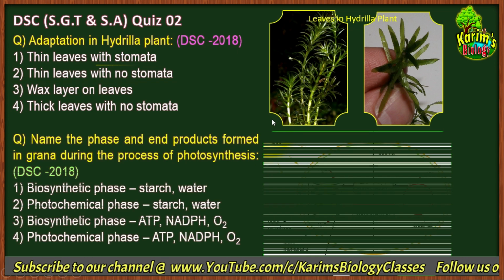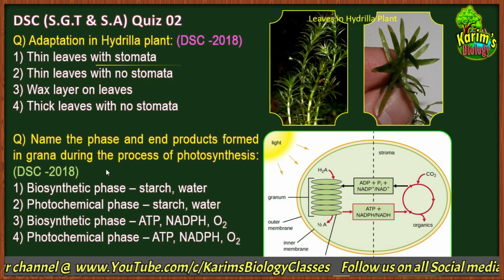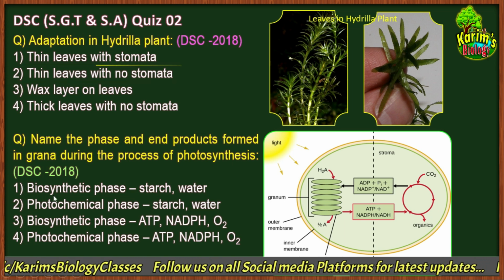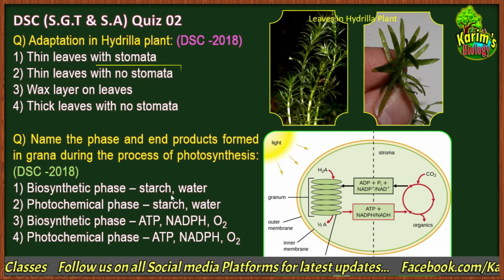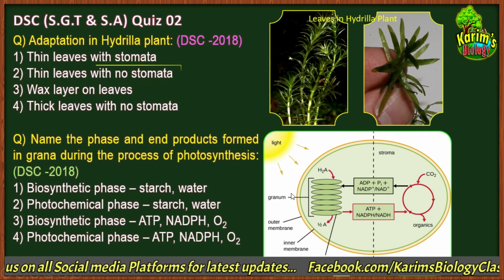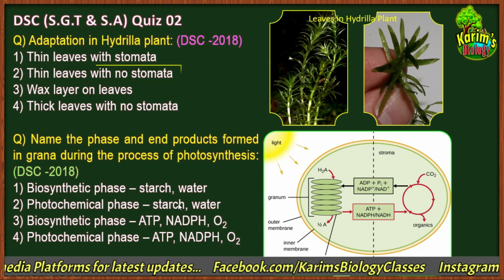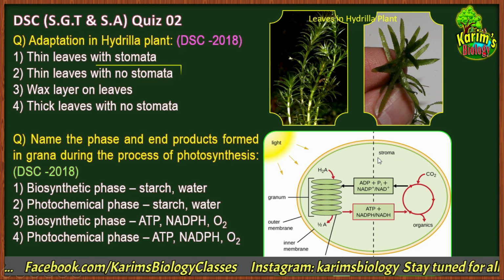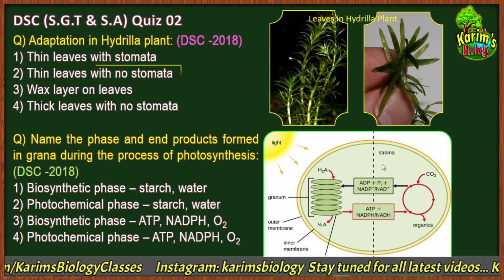The question is, name the phase and end products formed in grana during the process of photosynthesis. The options given are biosynthetic phase, starch and water. Biosynthetic phase is the phase where starch and water are formed, but it is not formed on the grana. It is the process that occurs within the stroma of the chloroplast.